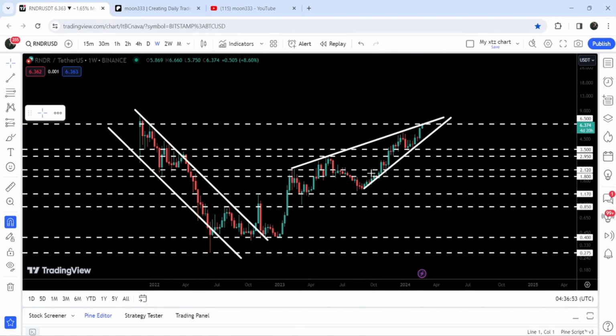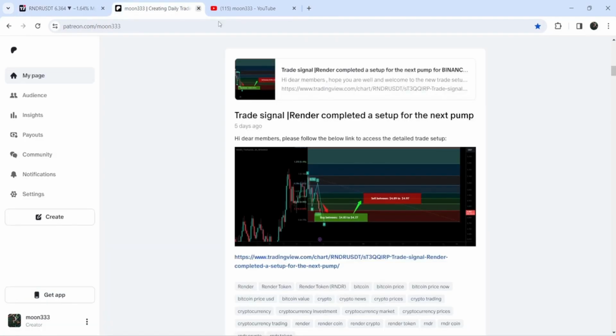And I would also like to share with you my most recent trade signal for Render that I shared 5 days ago with my members. And so far, this move has produced almost 35% pump.